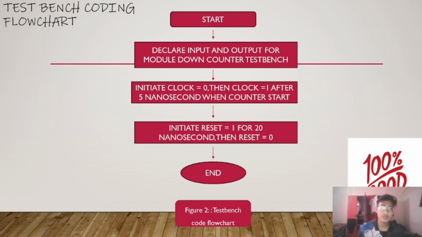The flowchart starts with start, and then it declares the input and output for the module down counter test bench. The initial clock is 0, then the clock becomes 1 after 5 nanoseconds when the counter starts. So it will take 5 nanoseconds for the clock to change to 1. Next, for the initial reset, from 1 it will take 20 nanoseconds, and then it will reset to 0. Next it will end the process. That's all from me.